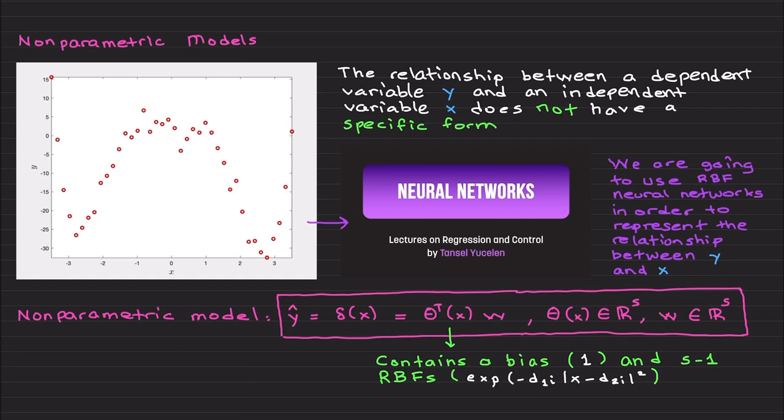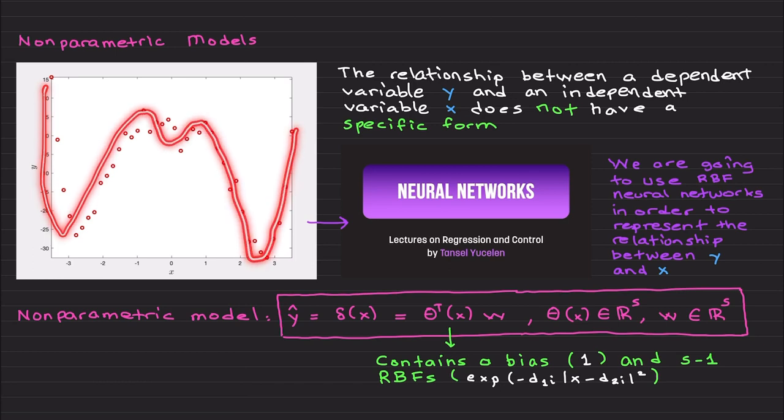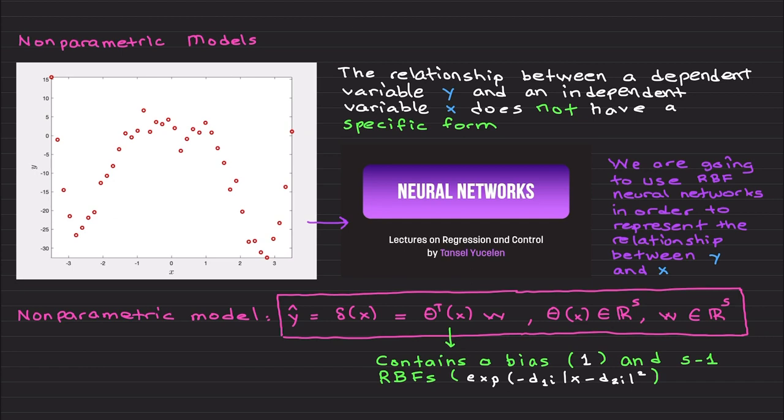I would like to talk today about non-parametric models. Unlike the parametric models, the relationship between a dependent variable y and an independent variable x may not be known in advance, right? So for example, let's look at this data. It is hard to guess what type of model it contains, maybe sine, cosine type of terms, some high order polynomials.